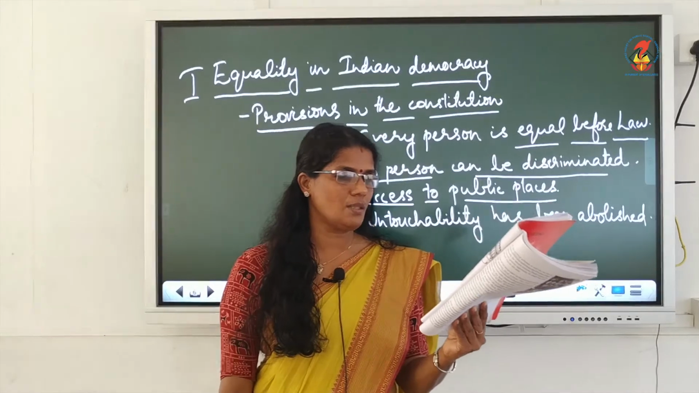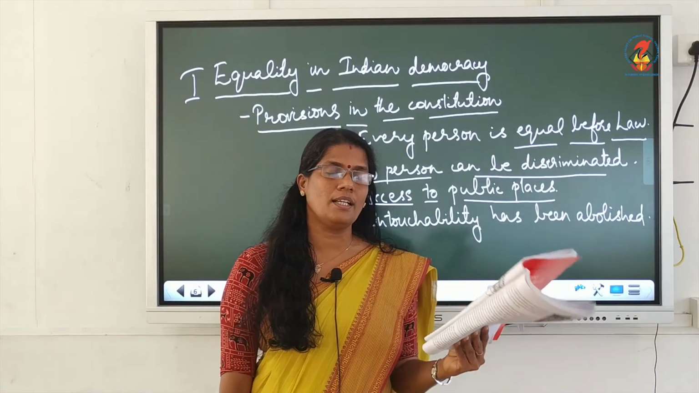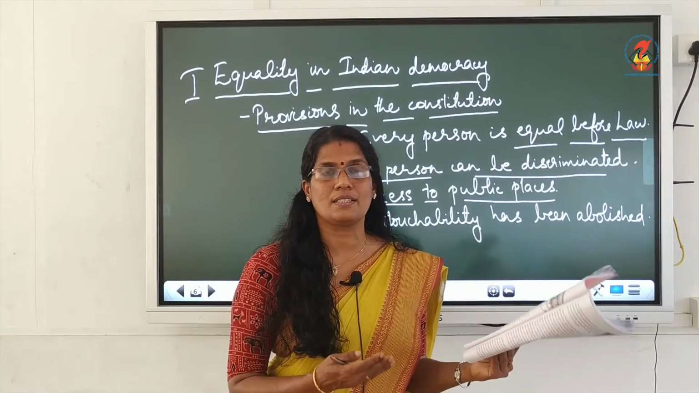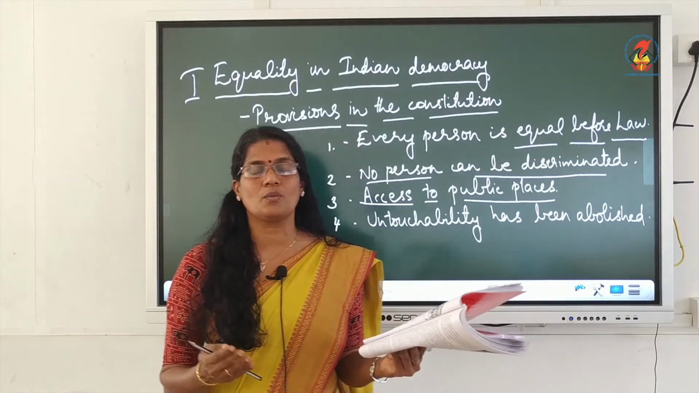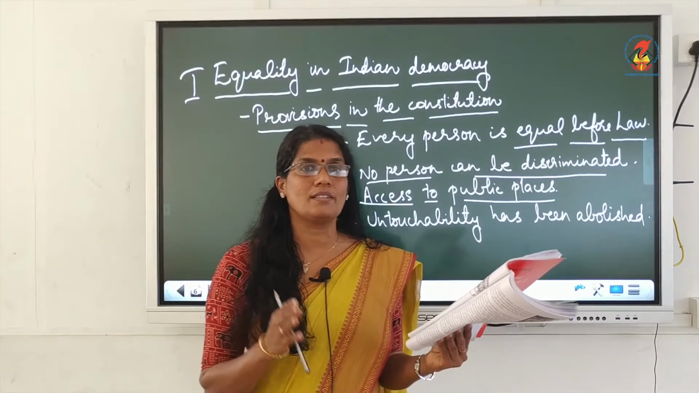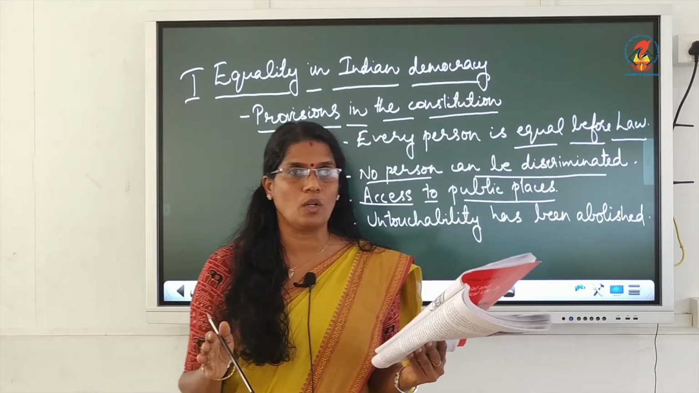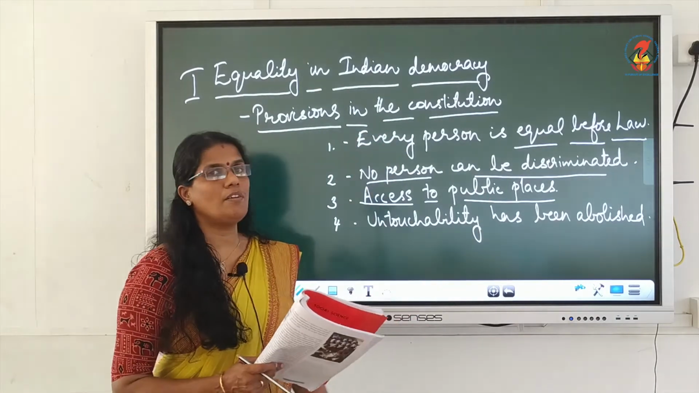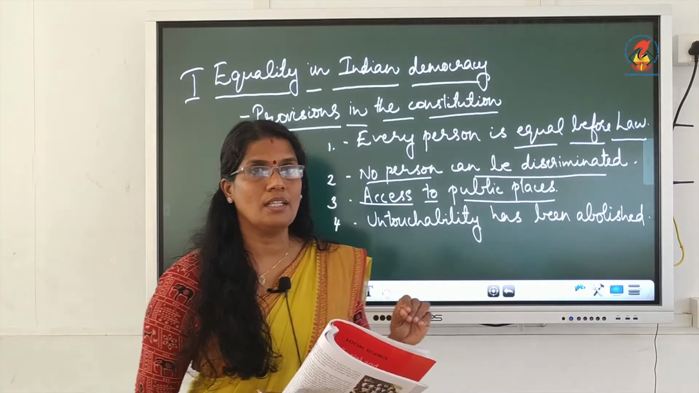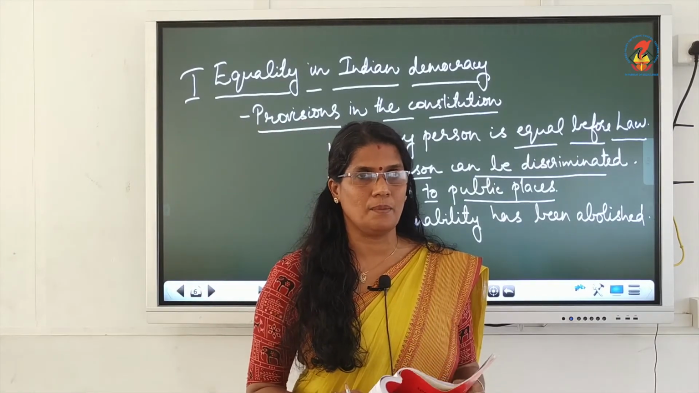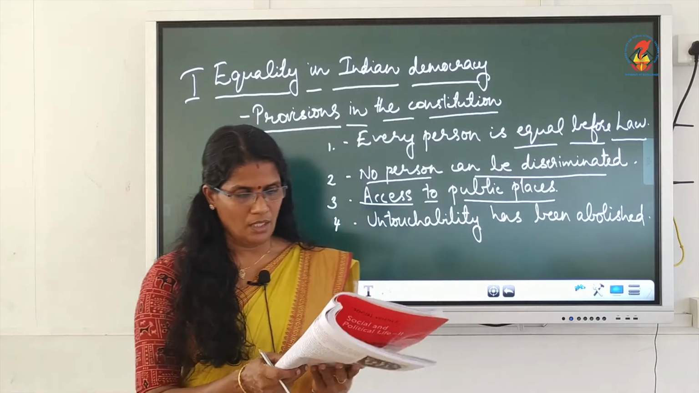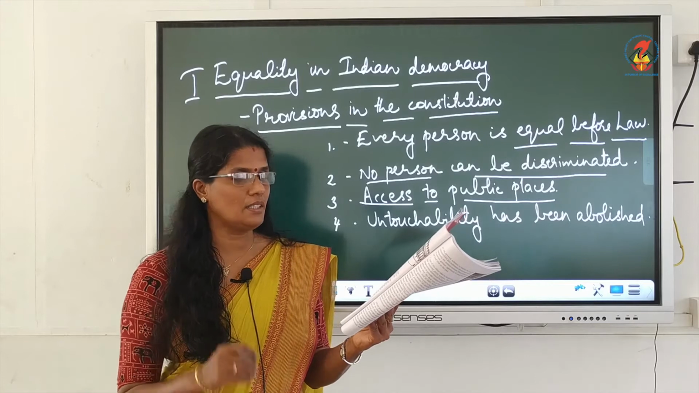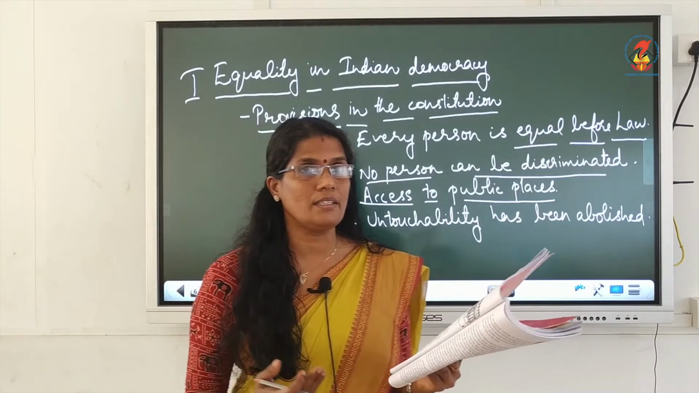Fourth one, untouchability has been abolished. Earlier, people were treated on the basis of their caste. They were untouchables; scheduled castes, scheduled tribes, all these were taken as untouchables. That system has been removed, it has been abolished. So, these are the provisions given in the constitution to ensure that equality is maintained in India. Clear? Now, the next paragraph: you can see that the government has implemented this through different laws and schemes.